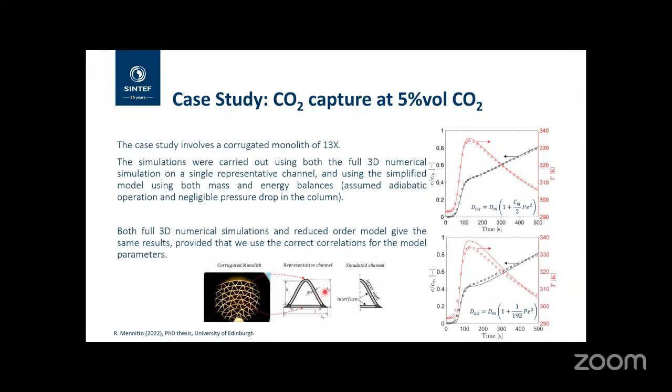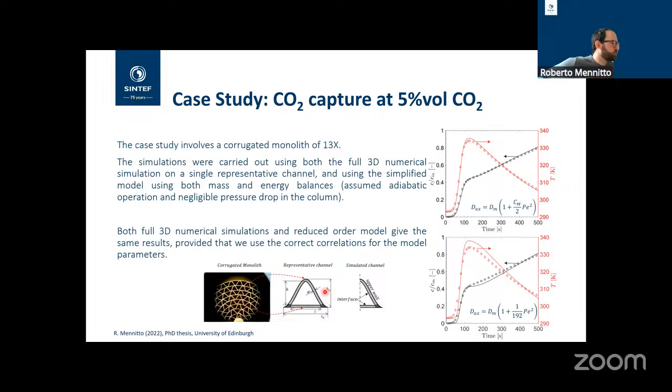Thank you, Roberto. Following up, why should we expect worse performance in monolith structures compared to packed beds if we don't do what you said? No, monoliths will not behave badly. They just behave differently from a packed bed.